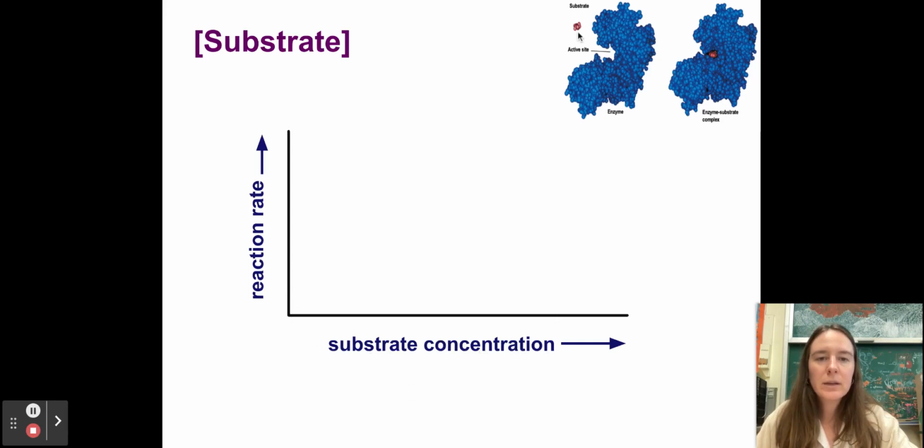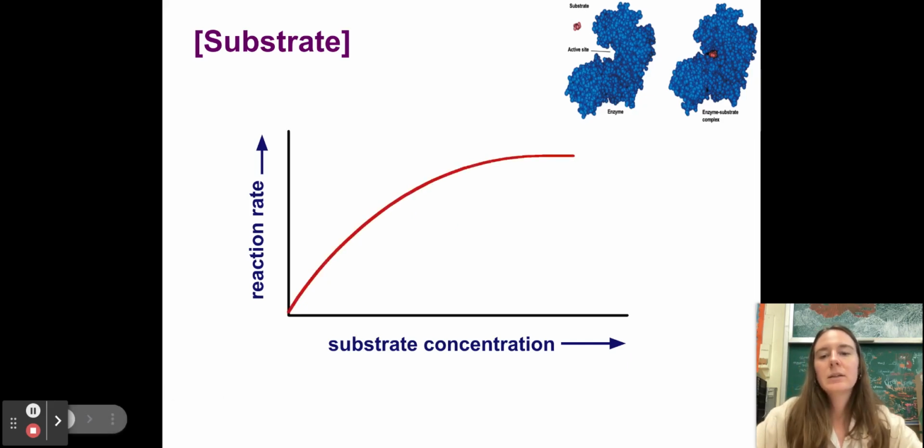Substrate concentration means how much substrate is available basically around the enzyme. And you'll notice that this is the graph that we see. This is based on data that scientists have collected, looking at multiple enzymes. Notice if we have no substrate, there's no reaction, right? 0, 0. As you increase the substrate concentration, as you increase the number of substrate molecules that are around the active site, the reaction rate is going to increase up to a certain point, though.